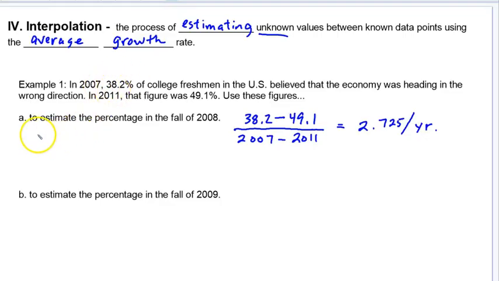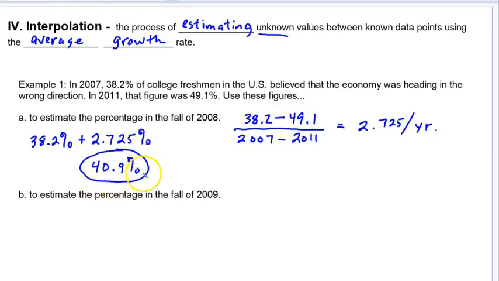If in 2007, 38.2% believed that the economy was tanking, then all we have to do is take the 2007 number and add one of those years that we came up with our average growth rate. And when we add these together, we'll have our answer. So adding these together and just rounding to the nearest 10, we get 40.9%. Now that's an estimate based on the average growth rate between those 2 years.